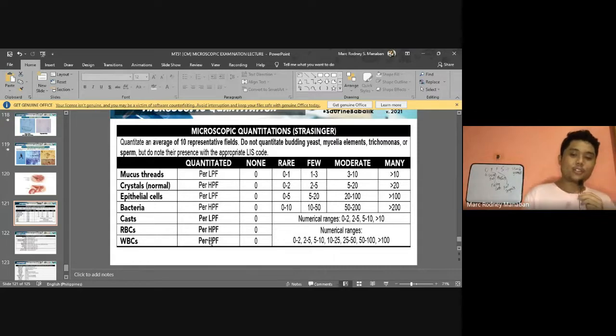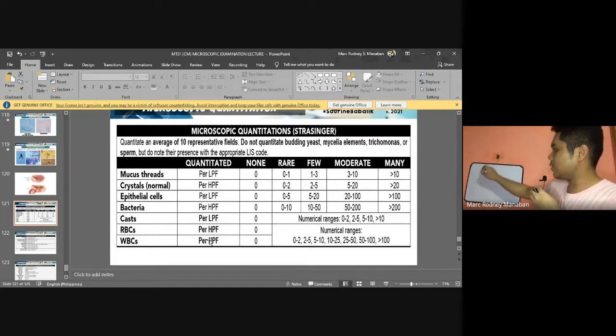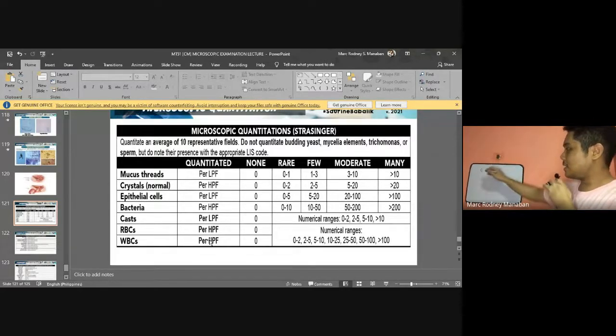So take note of the numbers. Let's say you examine a urine sample for RBCs in your HPF, 10 high power fields. In the first field you see 0. Sorry, in the second field you see 2, then 1 in the third, then 4, then 5, and then 0 again, 6, then 4, then 3, then 2, and then 1.